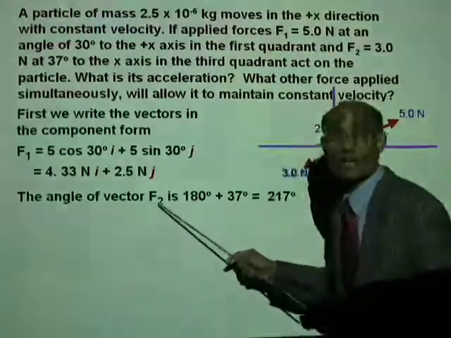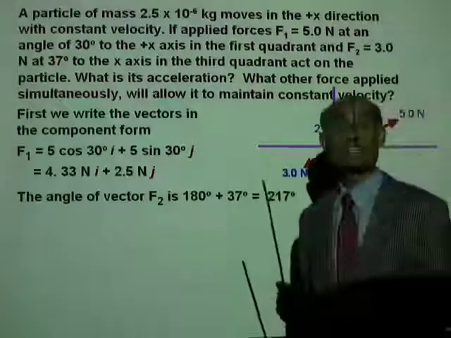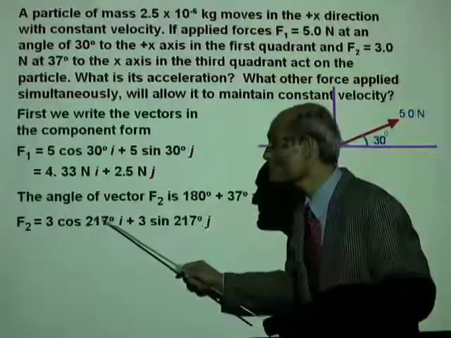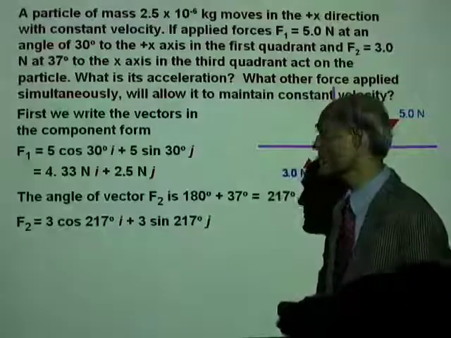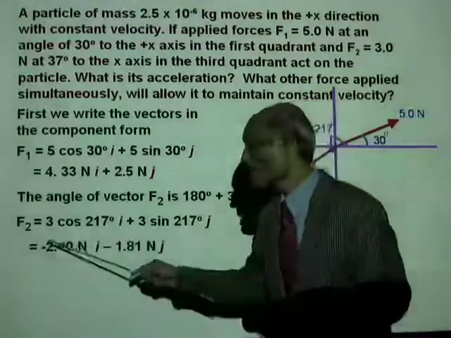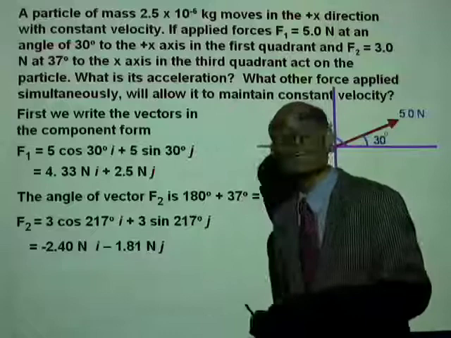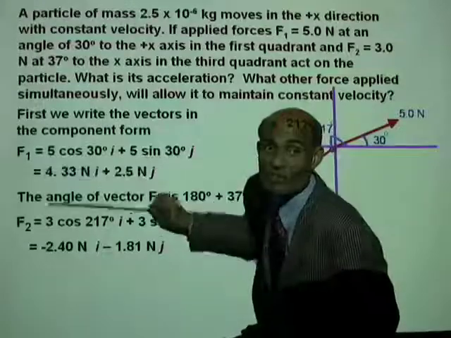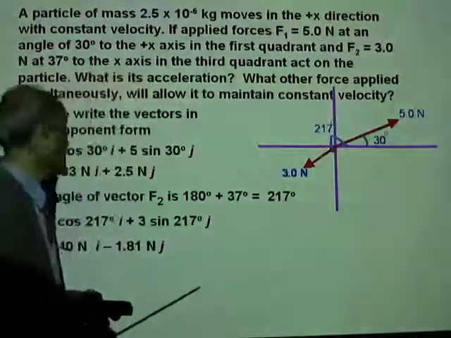Now, the angle F2 makes with the positive x-axis is 217 degrees. Therefore, F2 is 3 cos 217 degrees I plus 3 sine 217 degrees J. And use your calculator to obtain these values. That will be negative 2.4 Newton I minus 1.81 Newton J. You have now identified the x and y components of both the forces. Can you add these forces now?